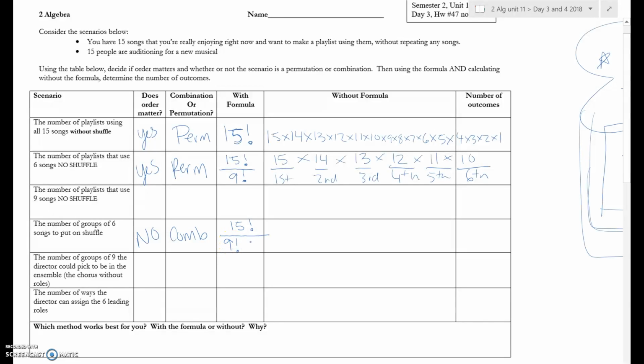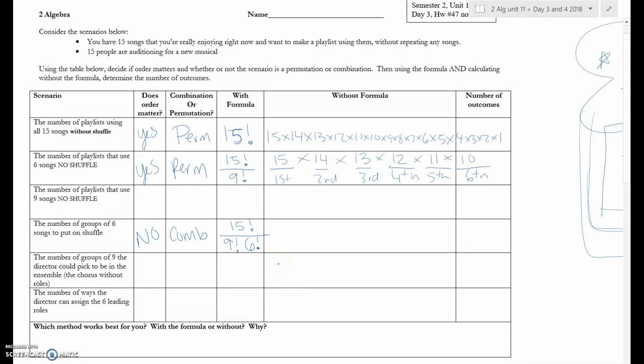But then we've also got to divide out the number of ways that we could combine the ones we are using, because we don't care if our Jay-Z song comes first or comes second. I mean, Beyonce then Jay-Z or Jay-Z then Beyonce. We don't care for this particular playlist. So we want to divide out the number of ways we could group those 6 songs.